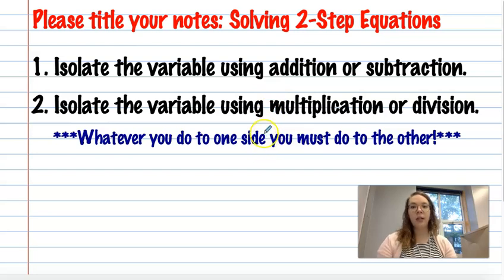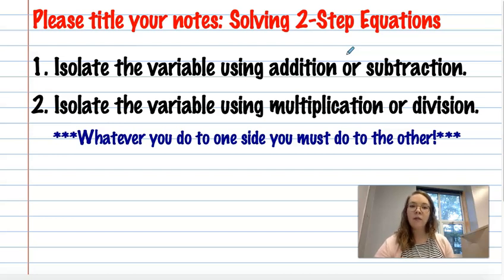So step 1 here is to isolate the variable using addition or subtraction. Really what we're doing is we're trying to move things away from a variable. So we want to move the things that are farther away first and the things that are closest to that variable last. So that means addition and subtraction are always farther away. We're going to get rid of those first.